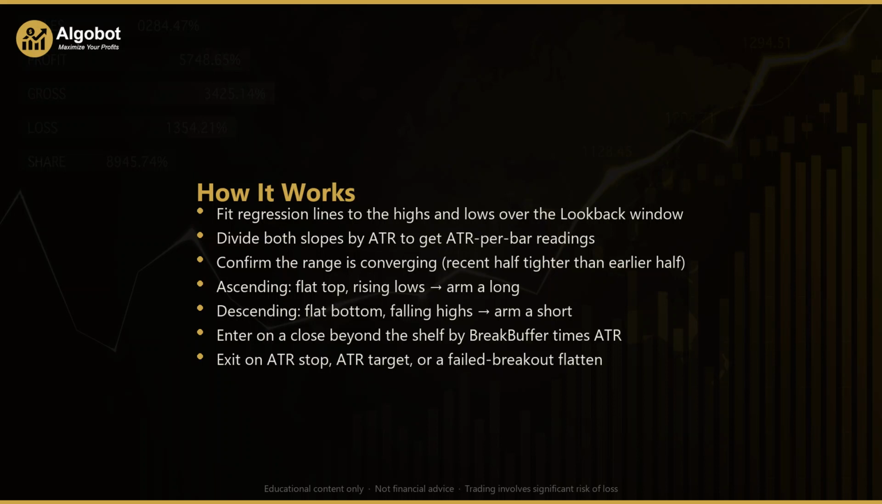On top of that, there's a fail breakout exit. If a completed bar closes back through the broken shelf by fail back multiple times ATR, the strategy treats the break as rejected and flattens the position early, rather than waiting for the full stop. Only one position per magic number is held at a time.